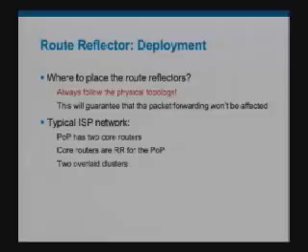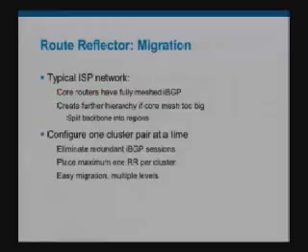The way I like to do it is a route reflector cluster in each point of presence. And then you just simply fully mesh the backbone as you would normally do. Route reflector cluster in each POP, and things work pretty well. Typical service powered network, two core routers, the route reflectors, two overlaid clusters.